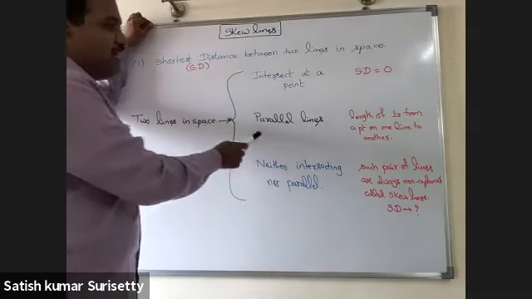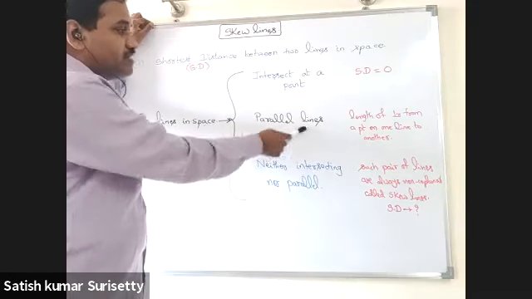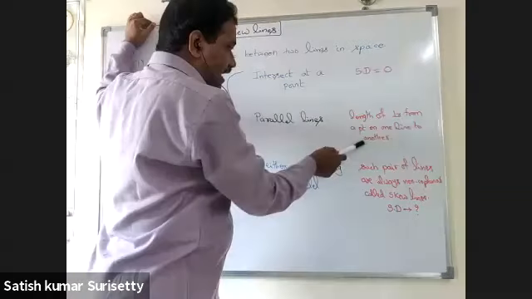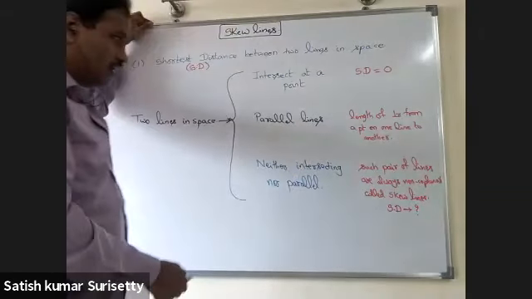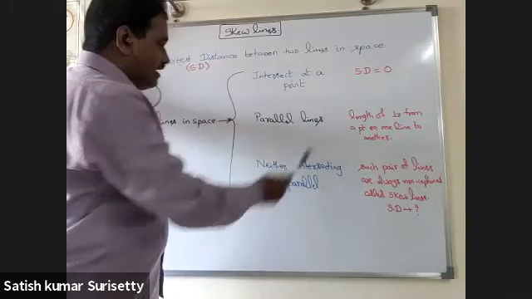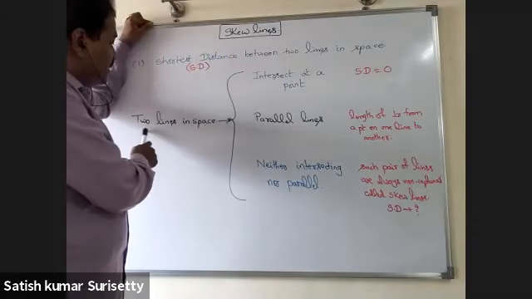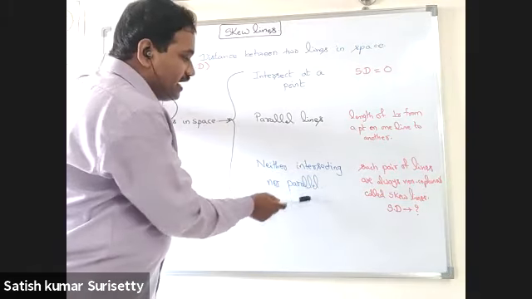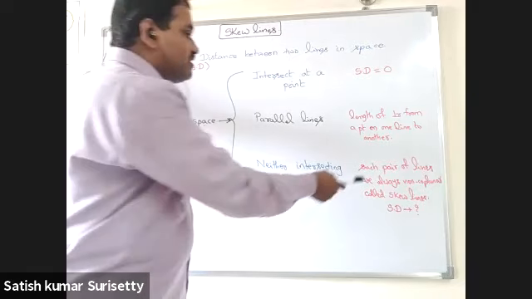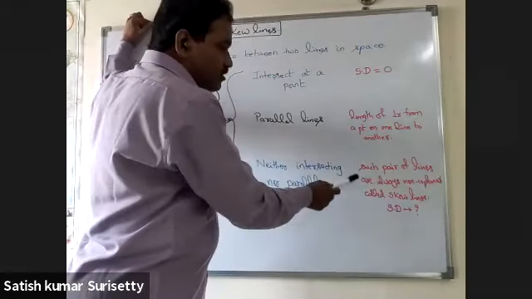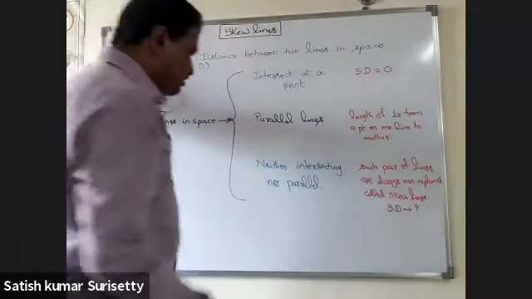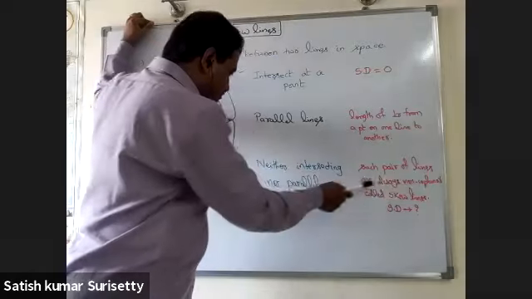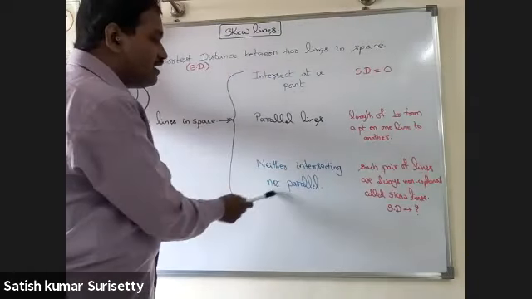In case the lines are parallel, then the shortest distance will be the same as the length of the perpendicular from a point on one line to the other line, which we have discussed before, how to calculate perpendicular distance from a point to a line. Next, another case is when two lines are neither intersecting nor parallel. Such pairs of lines are always non-coplanar, and those lines are called skew lines. So skew lines are lines which are always non-coplanar, and they are neither intersecting nor parallel.